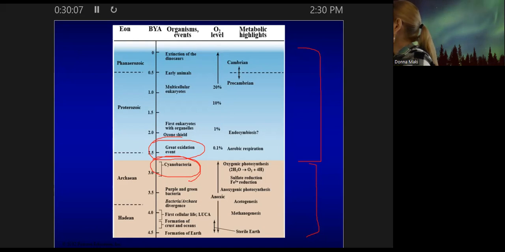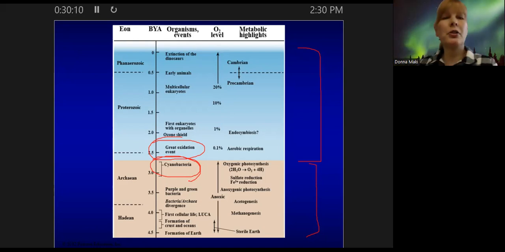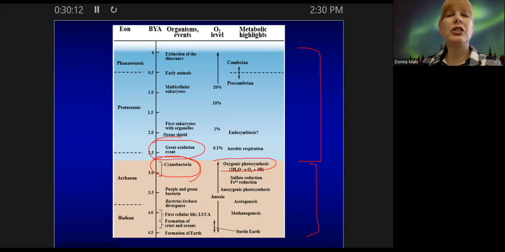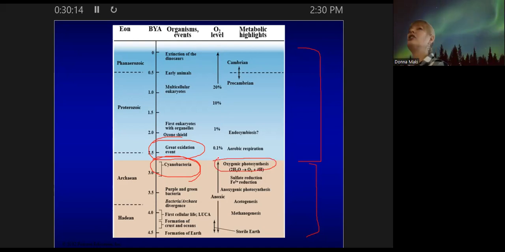And you can see oxygenic photosynthesis is what they do. Oxygenic just means the creation of oxygen. But if you look a little further down, you see anoxygenic photosynthesis.